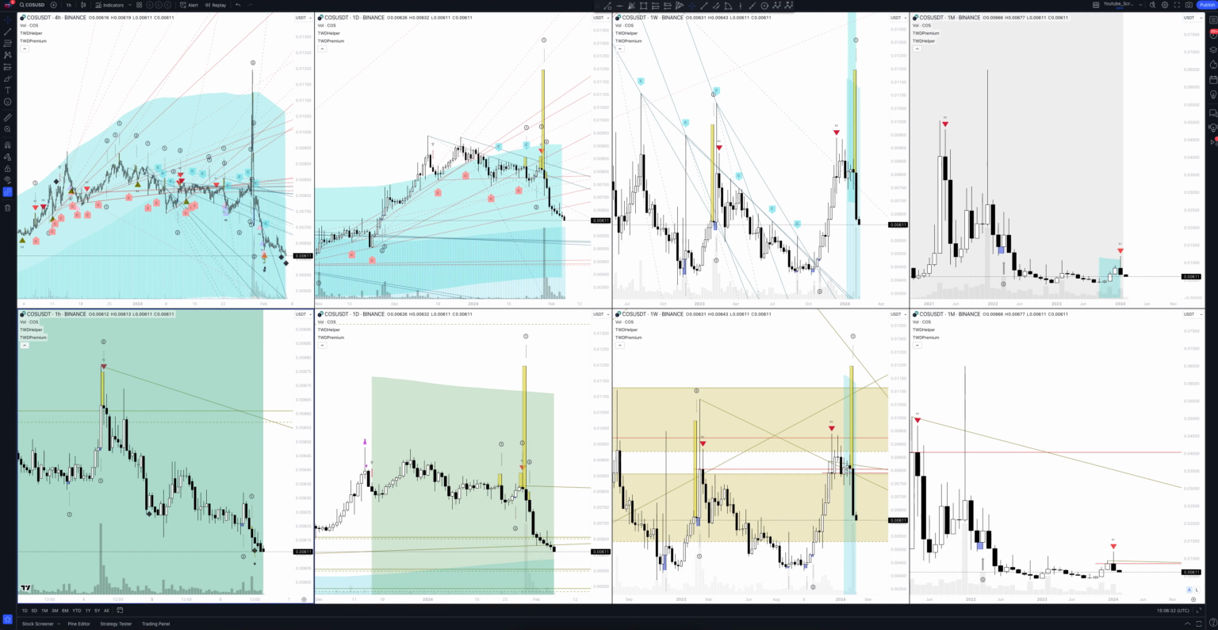Today we will take a look at Contentos cryptocurrency. Let's analyze the market situation and find out how you can make money on it. Let's start.